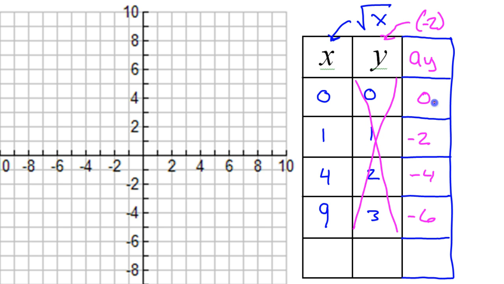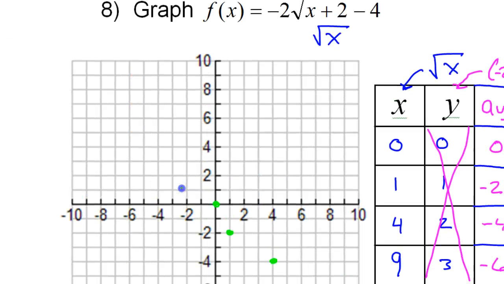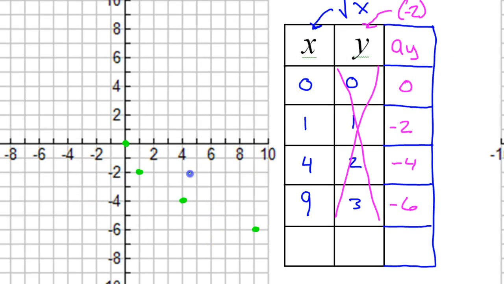So we can now go ahead and graph these points, 0, 0, 1, -2, etc. So this will not be the final answer, so do not connect these dots, but 0, 0, 1, -2, 4, -4, and 9, -6. Okay, so you can see the transformation that has happened. We have reflected over the x-axis so far, and that looks like a vertical stretch.